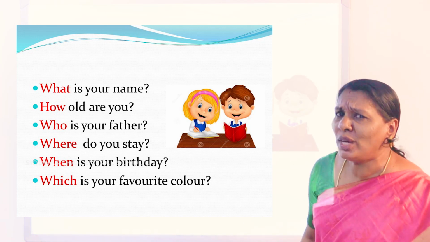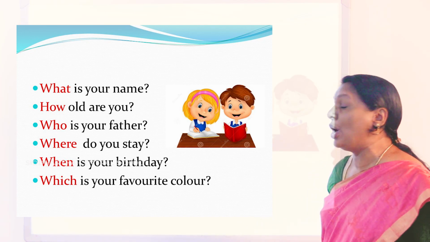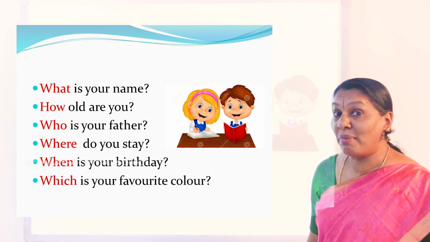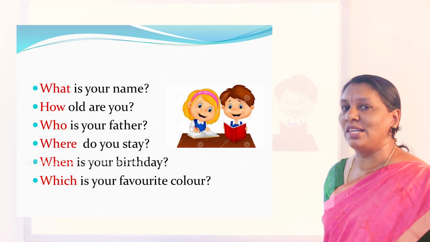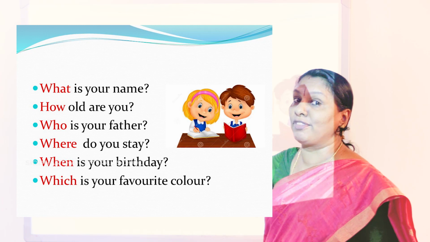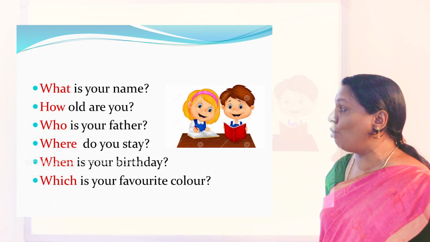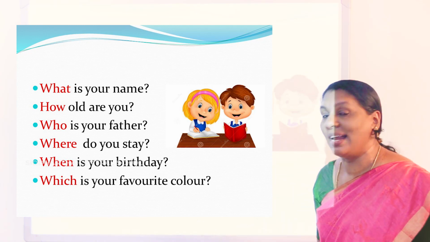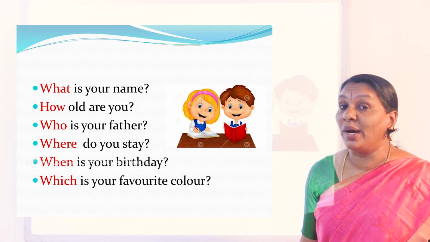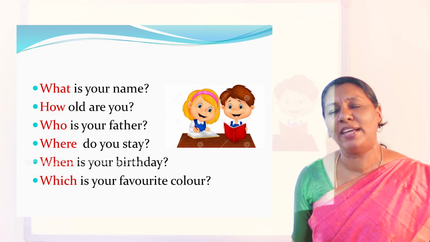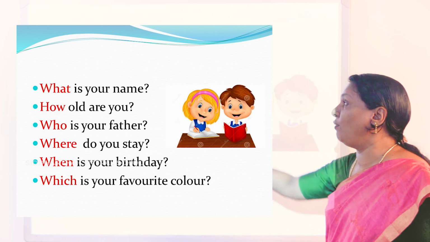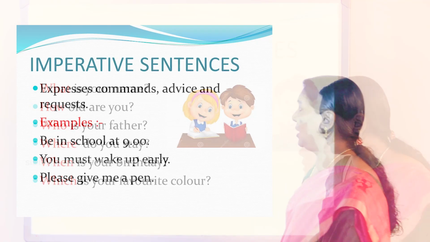And third one, who is your father? Fourth one, where do you stay? And the next one, when is your birthday? The last question, which is your favorite color? See? I have highlighted some of the words with red. What, how, who, where, when, and which. These are known as question words. So, an interrogative sentence always starts with a question word like this, and it always ends in a question mark.